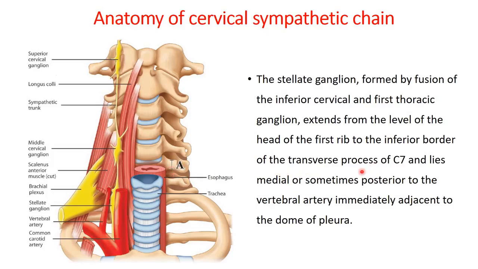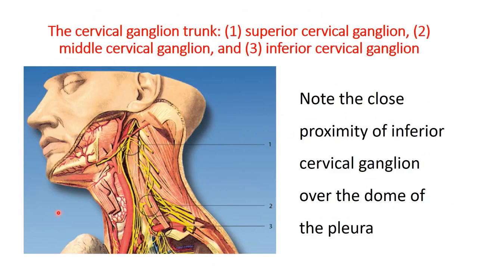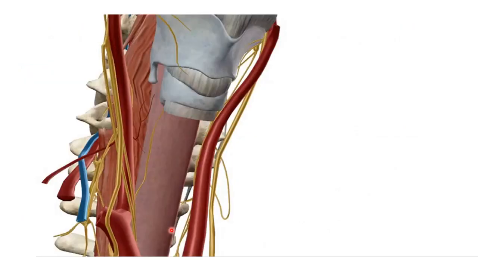It lies medial or sometimes posterior to the vertebral artery. Here you can see the vertebral artery, and the stellate ganglion is medial and posterior to the vertebral artery. As you can see, this is the superior cervical ganglion, this is the middle cervical ganglion. Here you can see the inferior cervical ganglion and the stellate ganglion, which is in close proximity to the dome of the pleura. Okay.